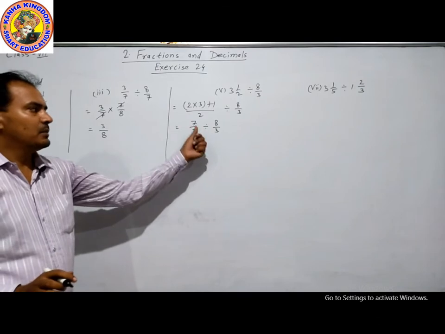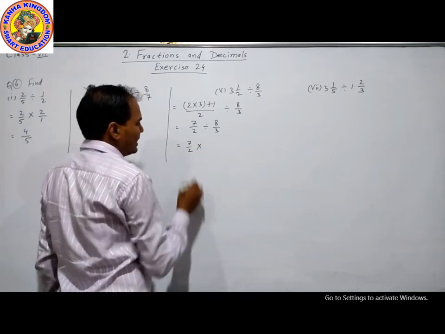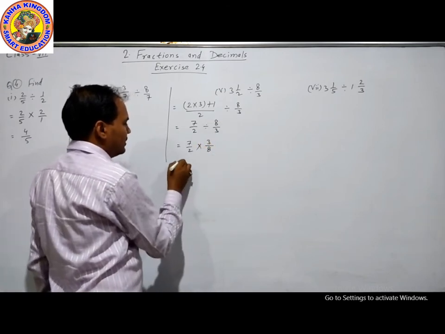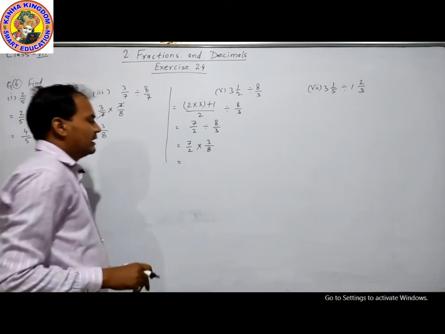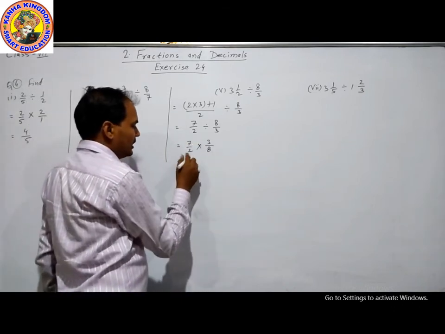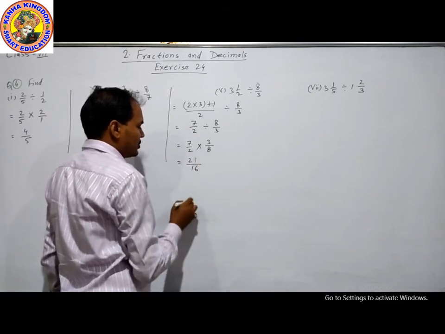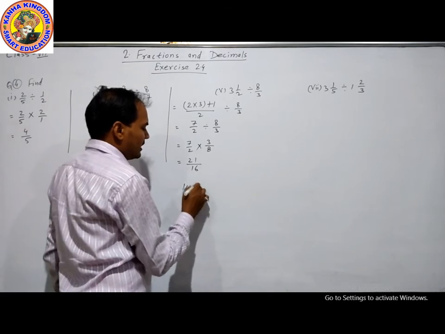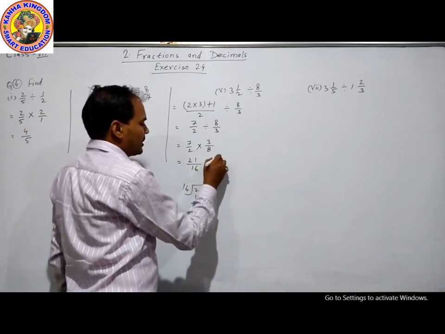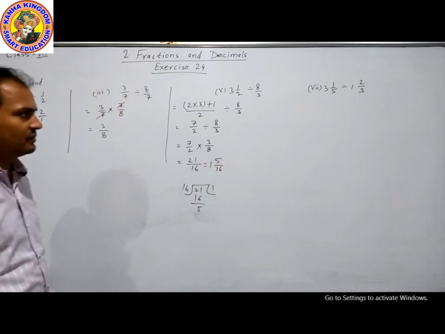Both are fraction numbers. We will attend the question. 7 by 2 multiply the reciprocal of this, 3 by 8. No one can cancel out. So 7 into 3, 21. 2 into 8, 16. 16 can divide 21 one time. Remainder is 5. So one time complete division, 5 is remainder. Divisor is 16. This is our answer.